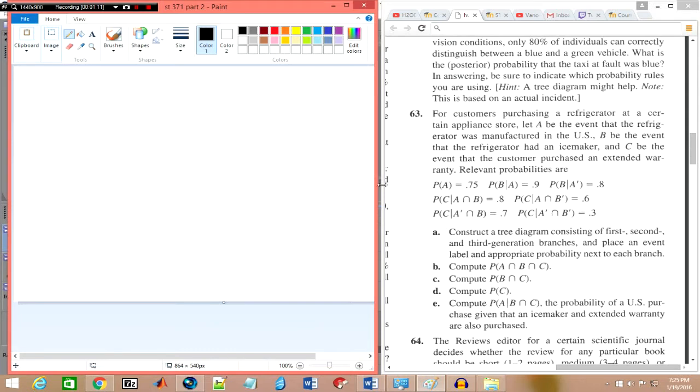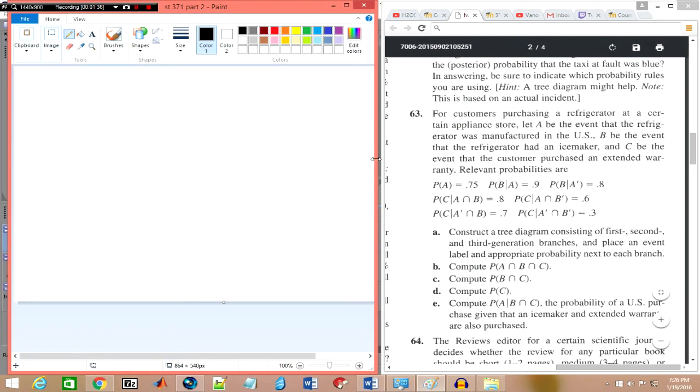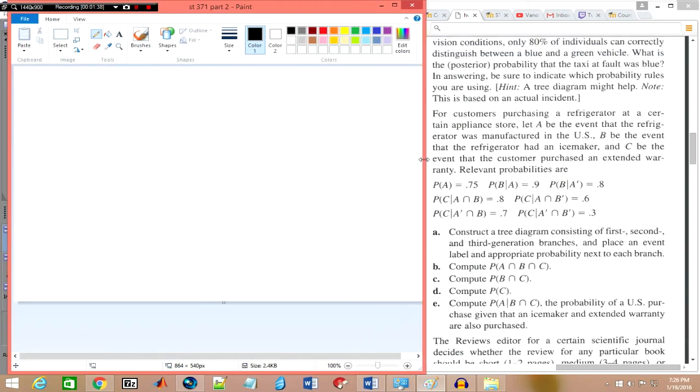Then the first part, part A, says construct a tree diagram consisting of first, second, and third generation branches, and place an event label and appropriate probability next to each branch. Okay, so if you don't know how to make a tree diagram, this is how you do it. And we are going to make this as big as possible.